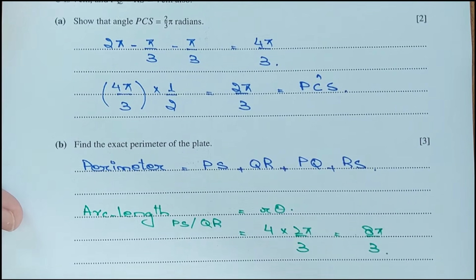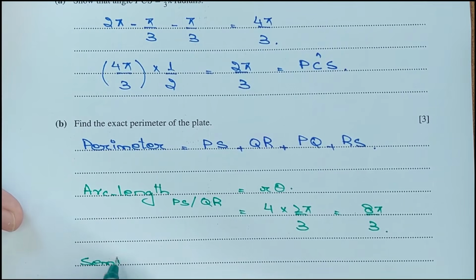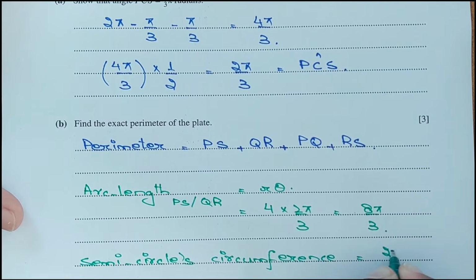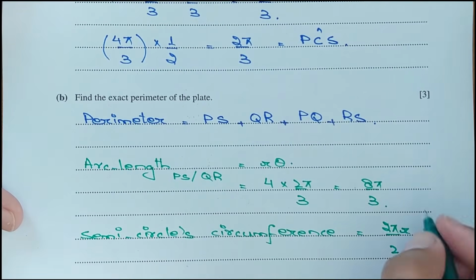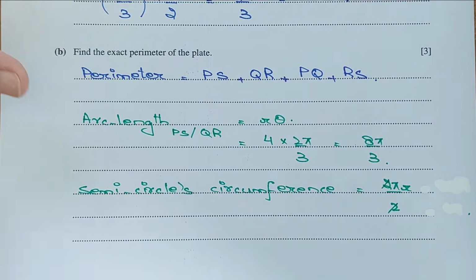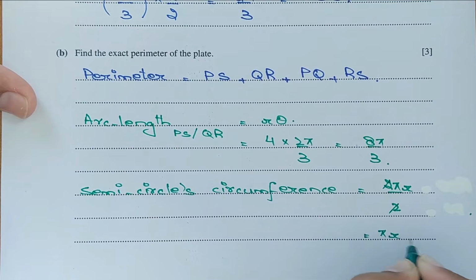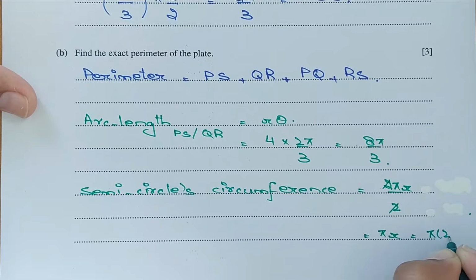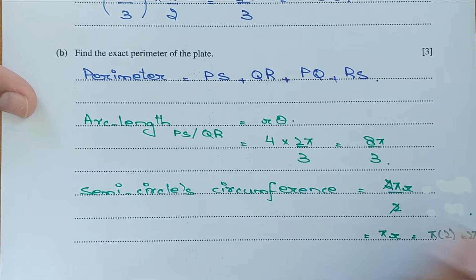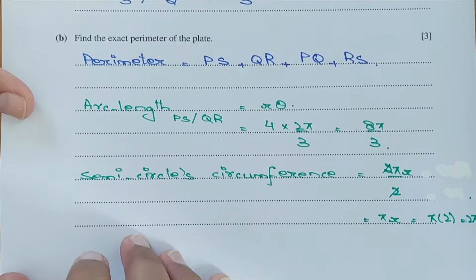Now let me find PQ, the semicircle. The circumference of a circle is 2 pi r, and for half of a circle we divide by 2. So this is pi times radius. We know that the diameter of the circles PQ and RS is 4 centimeters, so the radius would be equal to 2, so 2 pi. So PQ is 2 pi and RS is also 2 pi.